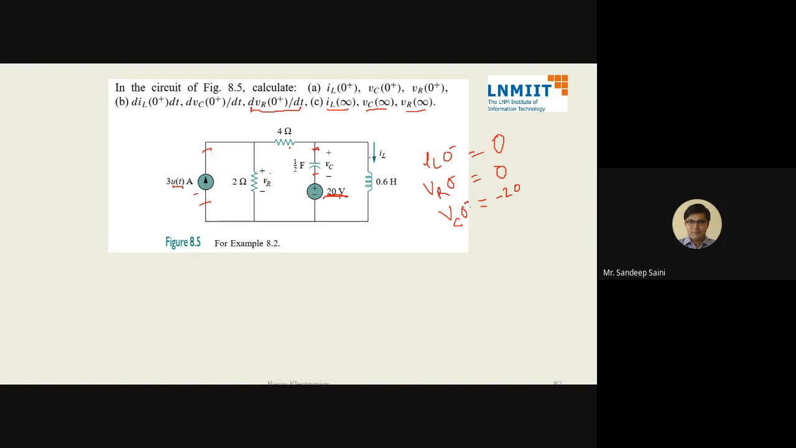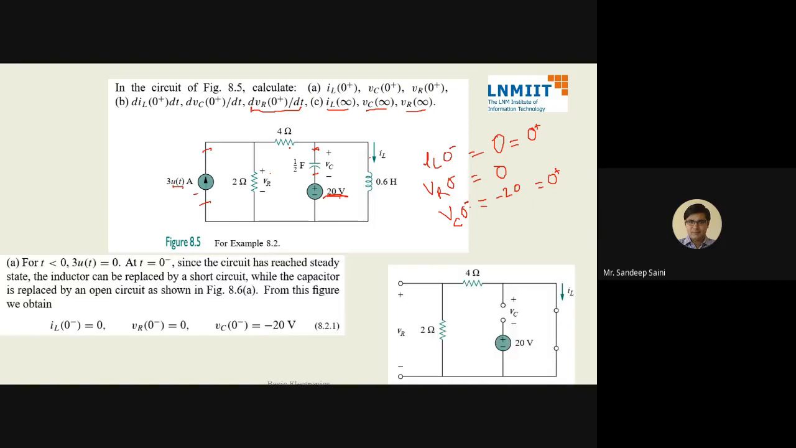These are at 0 minus. What about 0 plus? Sir, IL cannot change immediately. If it is 0 at 0 minus, it should be 0 at 0 plus also. Similarly, voltage across capacitor cannot change immediately. Only thing which can change is VR. Okay, so let us look at the solution.